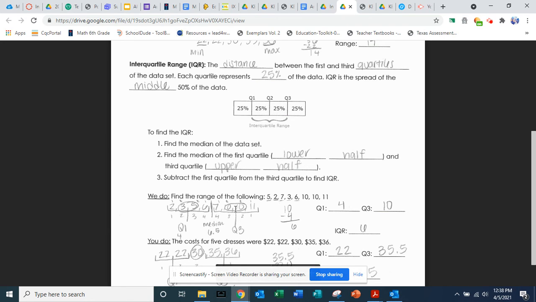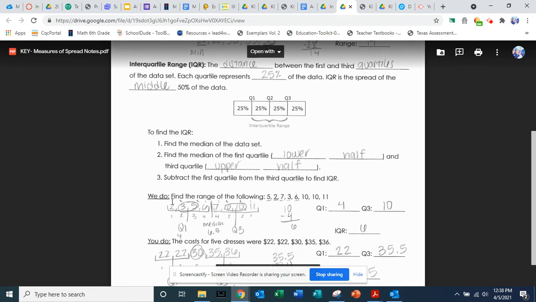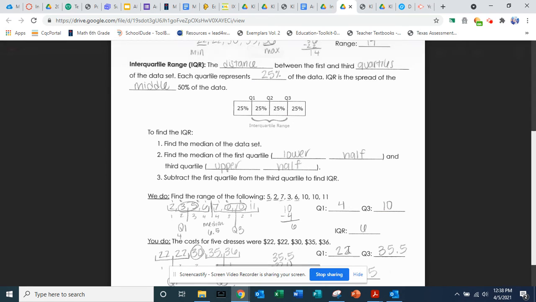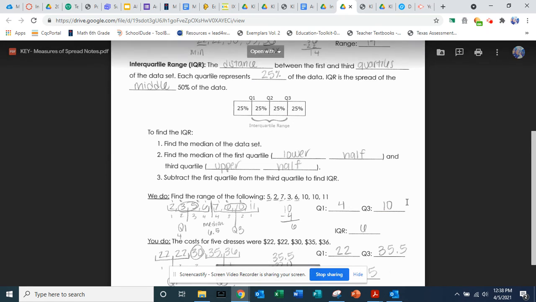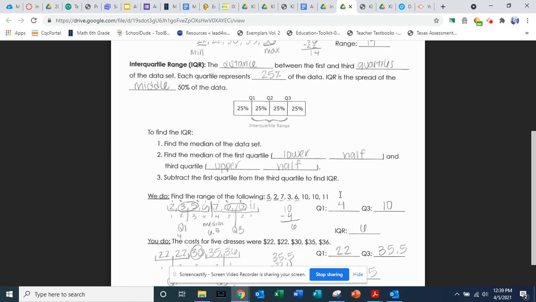Quartile 3 is 10, quartile 1 is 4, because in between 3 and 5 is 4. So quartile 1 is 4, quartile 3 is 10. 10 minus 4 equals 6.